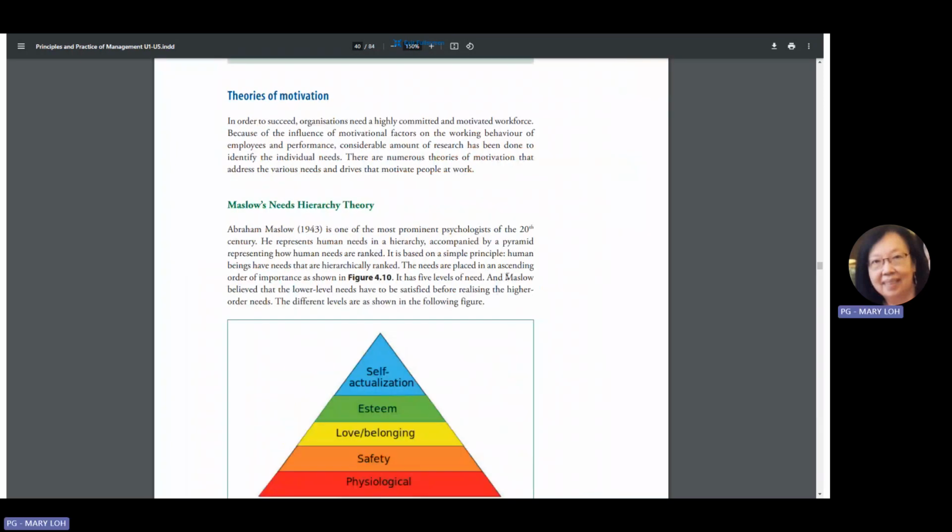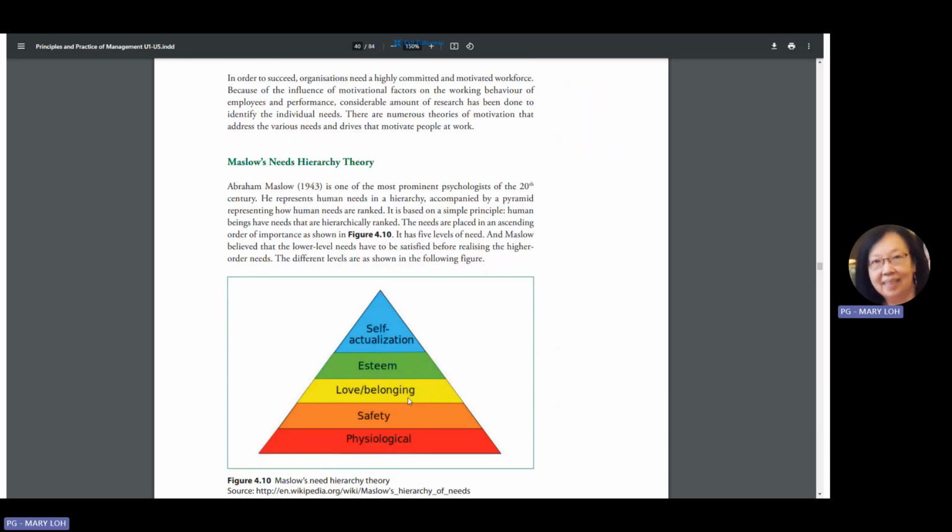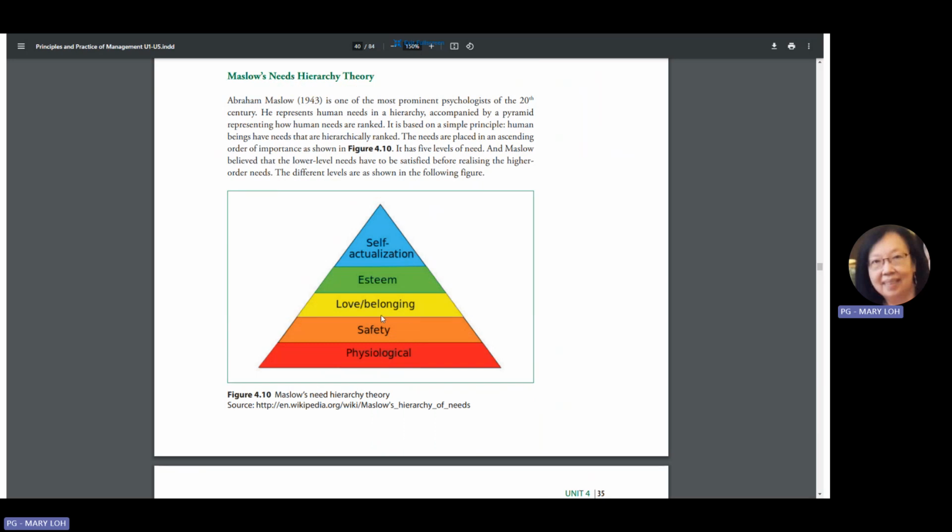So there are 2 ways to approach this question in your answer. One is to briefly explain about Maslow hierarchy of needs theory. That means one short paragraph. Or another way to do it is to explain each level. So you can see here there are 5 levels, 1, 2, 3, 4, 5.